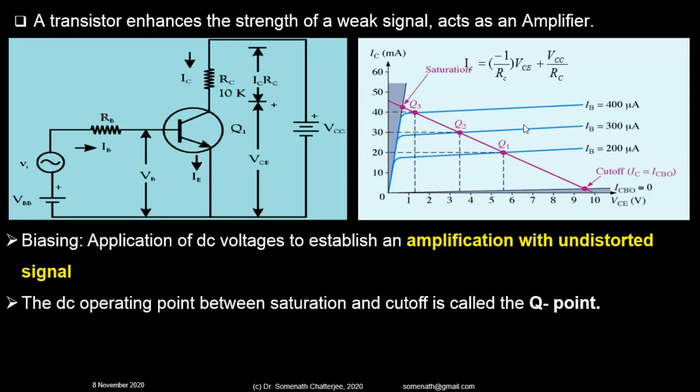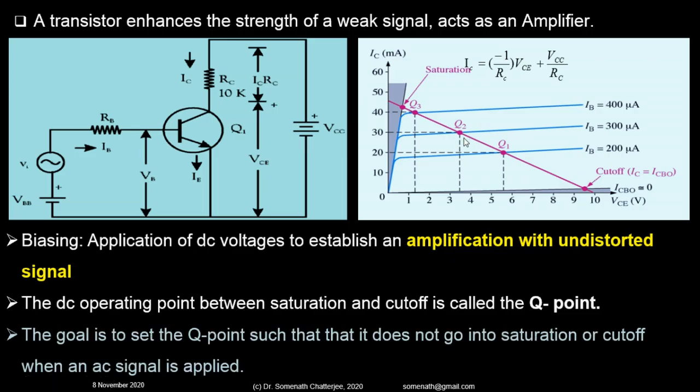The DC operating point between saturation and cutoff is called the Q point. You can see the Q point on the load line, where it intersects. The main concern now for biasing is that the Q point should not go to the saturation region or the cutoff region. If it shifts to either of these, what will happen? We will not be able to get proper amplification. It should be in the active region.